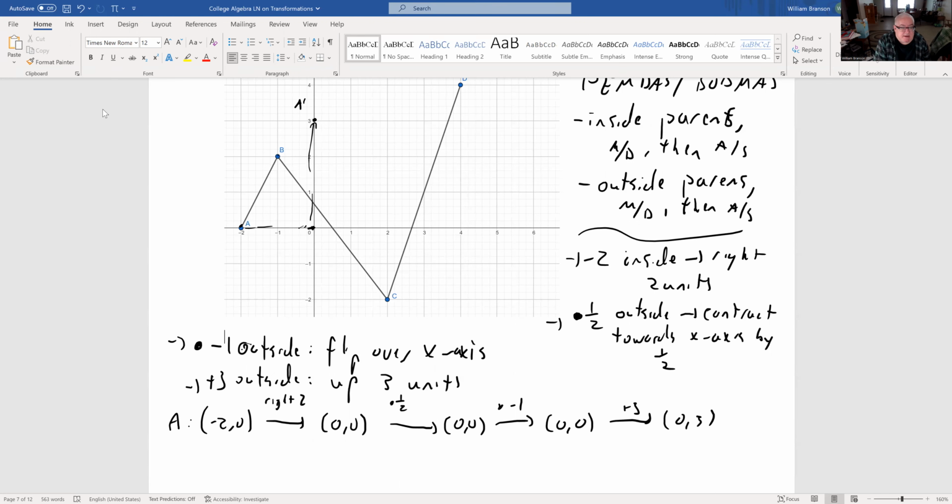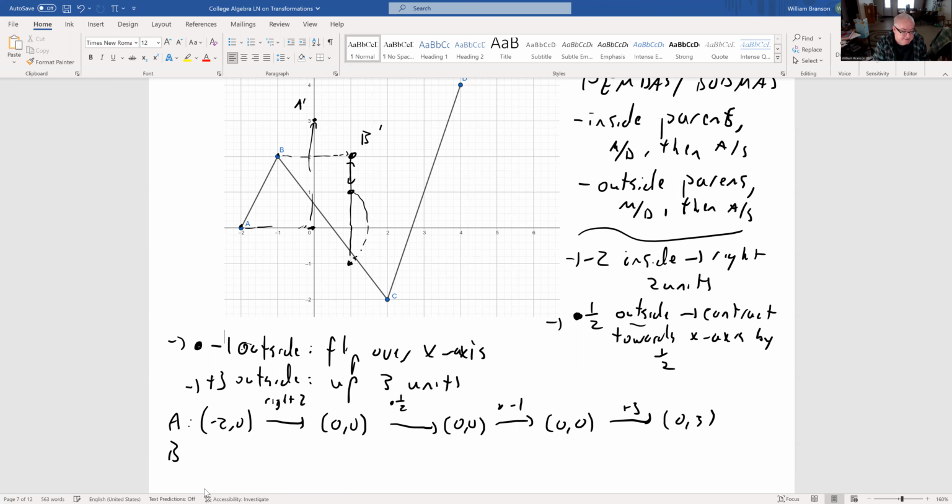So what about B? B, we move it 2 units right. So 1 unit, 2 units, that moves it to here. And then we cut the y value in half because that's outside. And so that takes us down to here. And then we flip it over the x-axis. That changes the y value to -1. And then we move it up 3 units, 1, 2, 3. And so that actually just brings us back to this point as B prime.